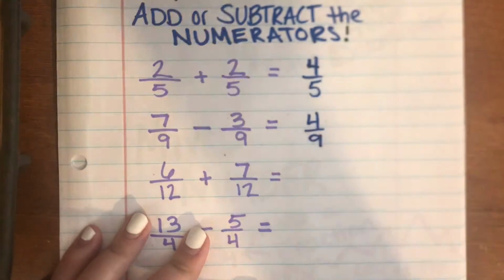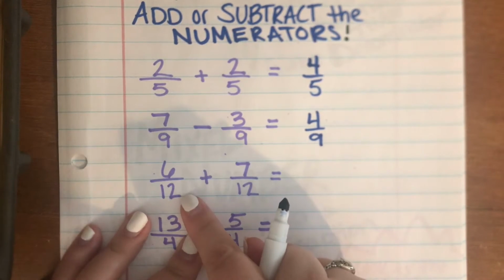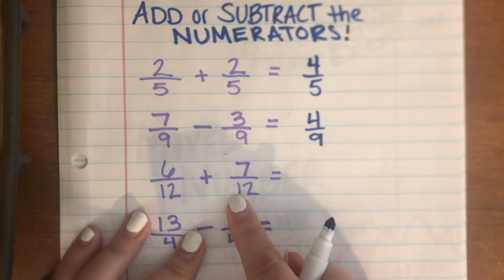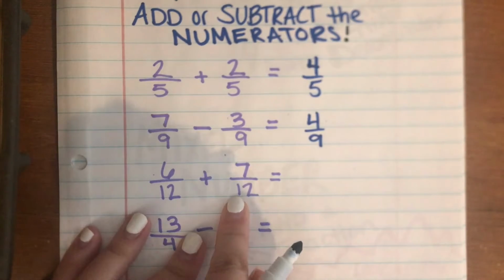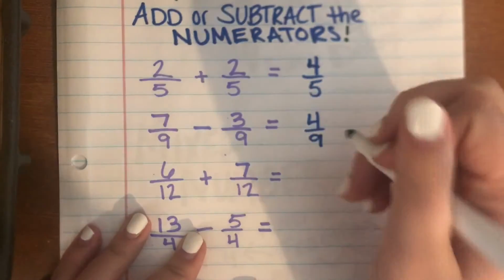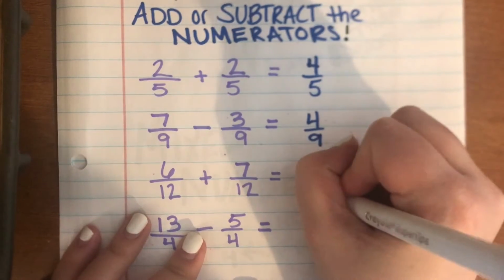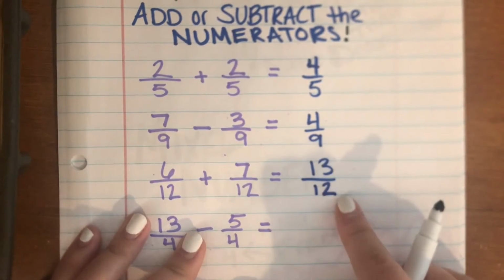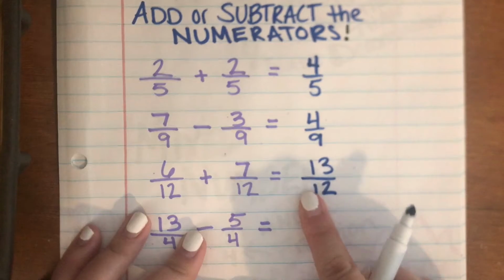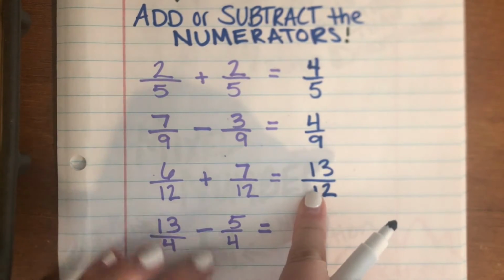Same with subtraction. 7/9 take away 3/9, I'd just be subtracting 7 minus 3, which would be 4/9. Here I have 6/12 plus 7/12. I know 6 plus 6 would give me 12, so 6 plus 7 would give me 13/12. And this would give me something called an improper fraction, which we will talk about in a little bit.